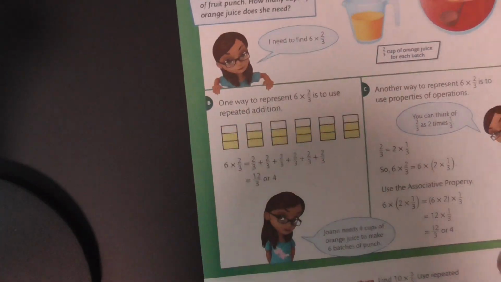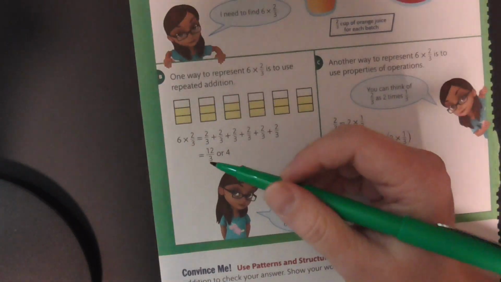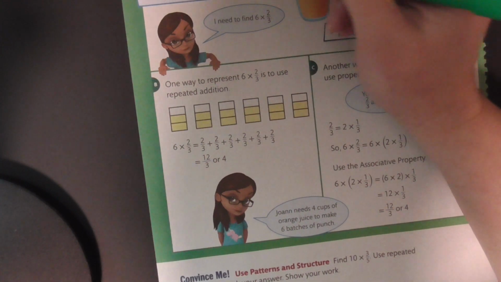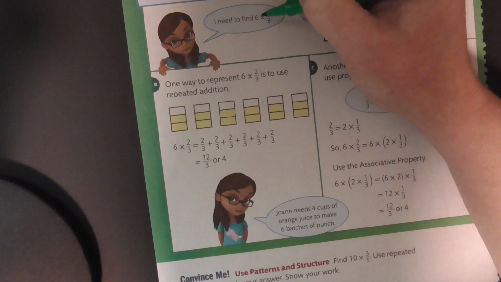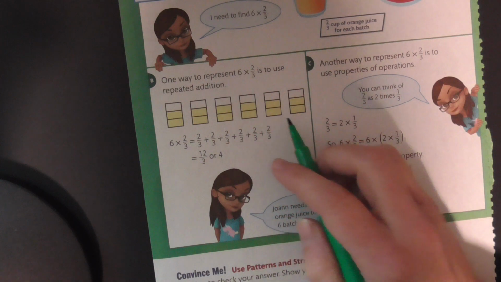Go ahead and turn the page, and you will see page 464. So right here, Joan wants to make 6 batches of fruit punch. How many cups of orange juice does she need? She needs to find 6 times 2/3. And here's the model right here.